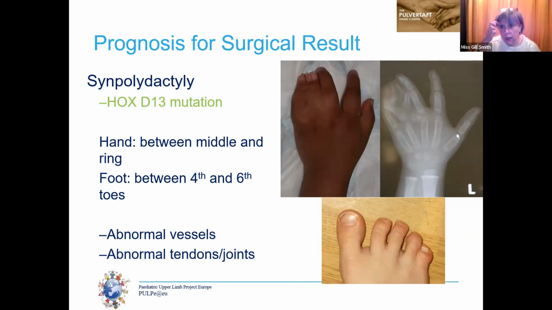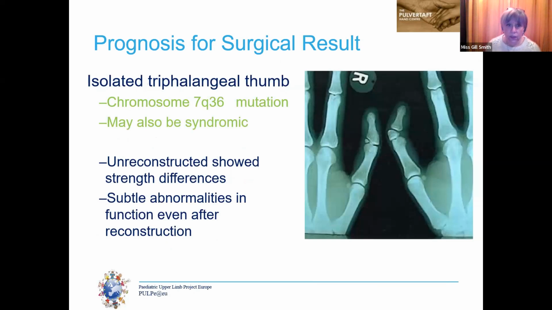Embryologically, I'm sure we'll be told, there's some evidence that they have not such good primary vessels, but have quite a good vascularity coming in from the sides as such. But they have abnormal tendons and joints, and it's really difficult to get really nice results with these. It's quite normal to end up with stiff joints with deviation, and it is quite difficult to get a really good result. So don't promise too much there.